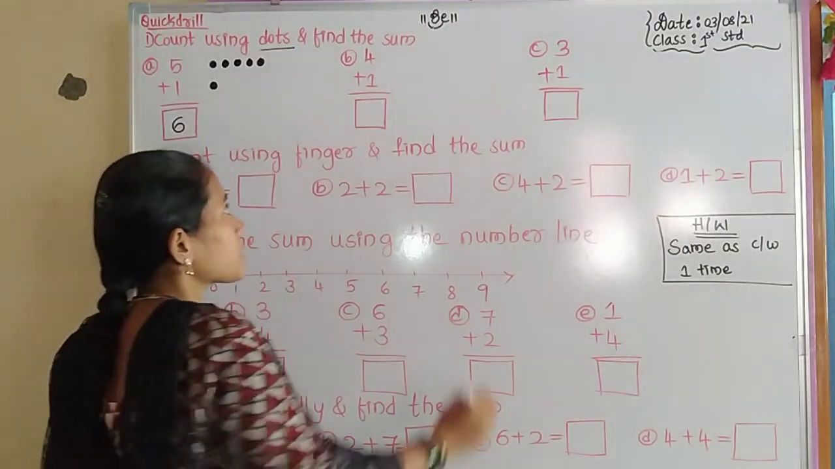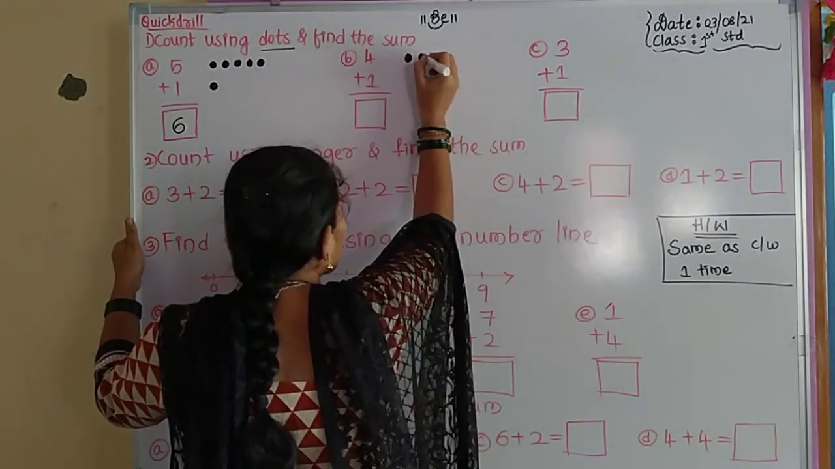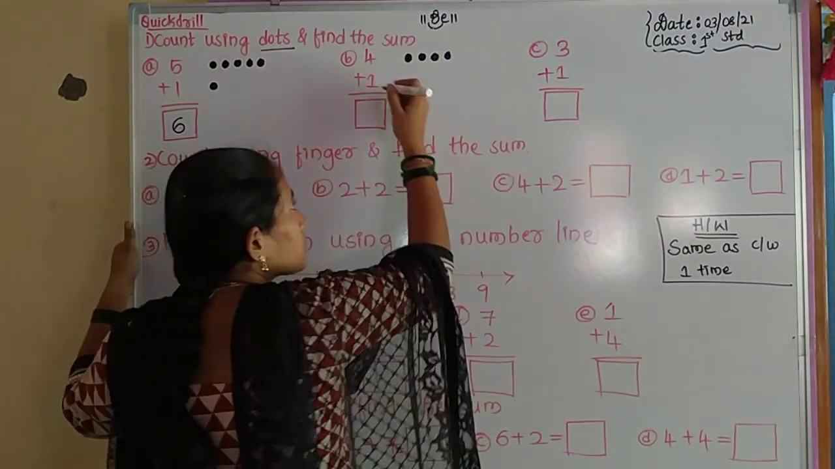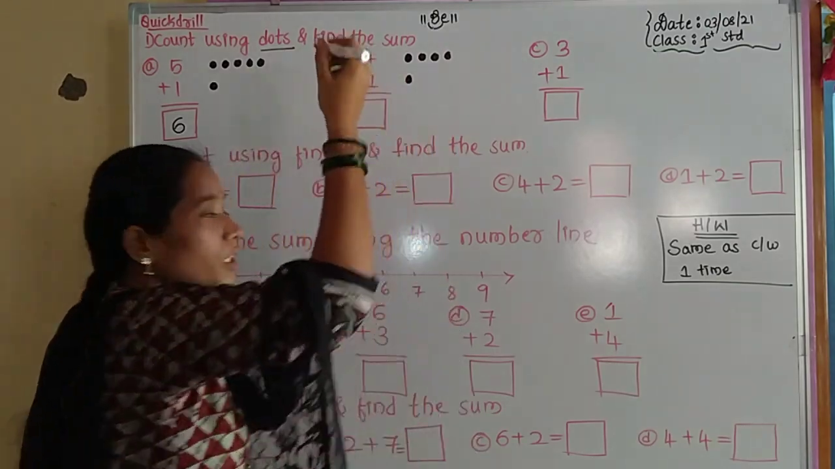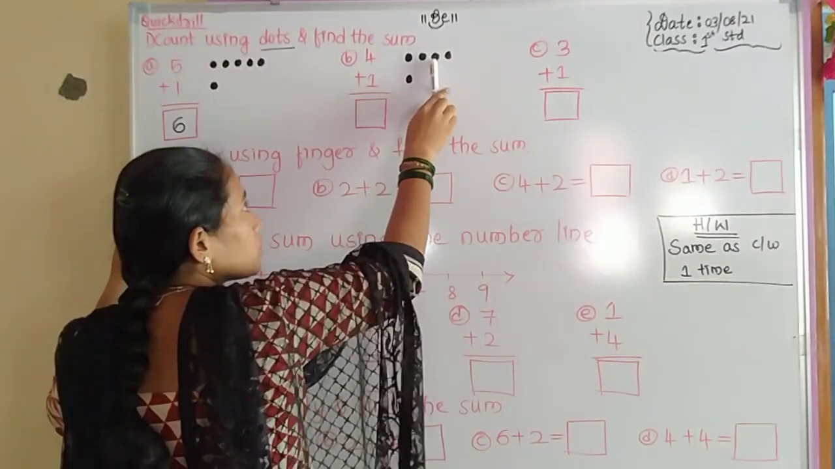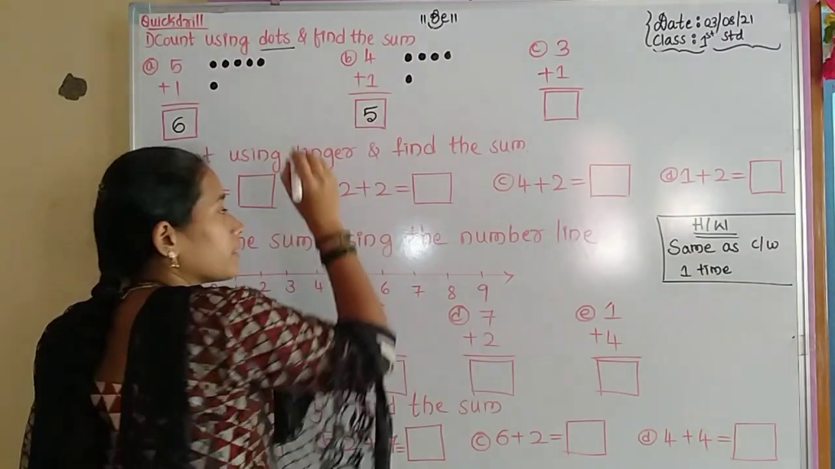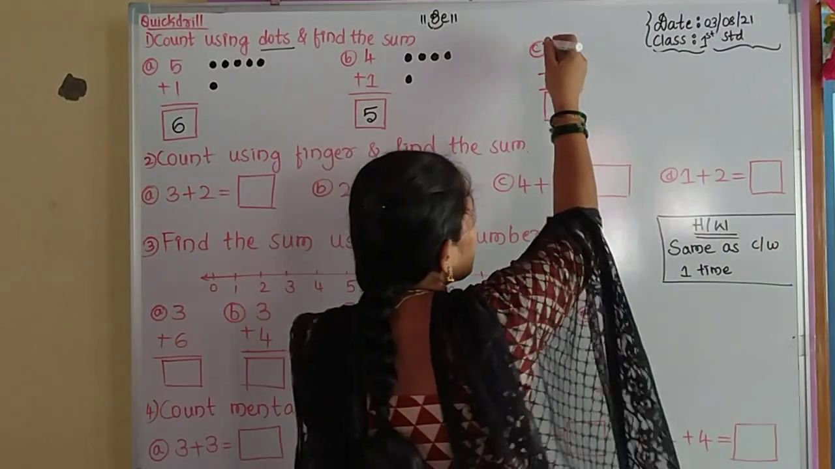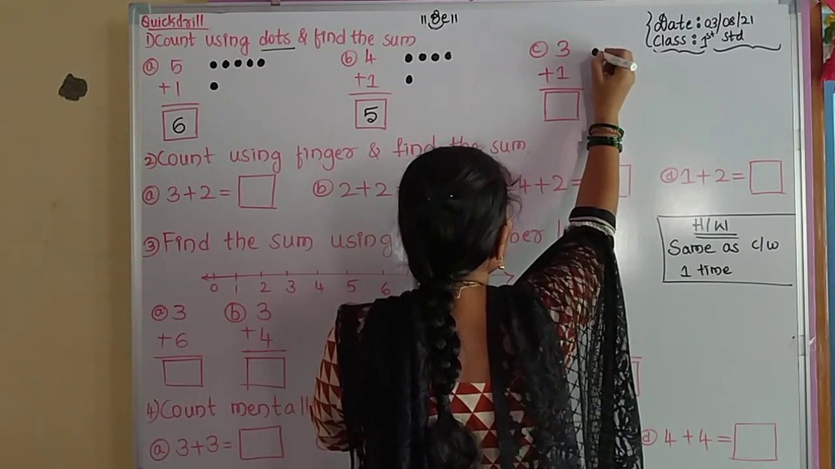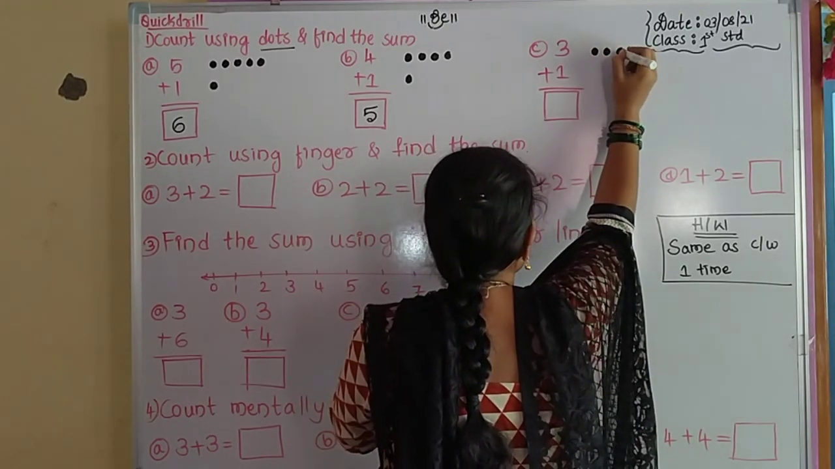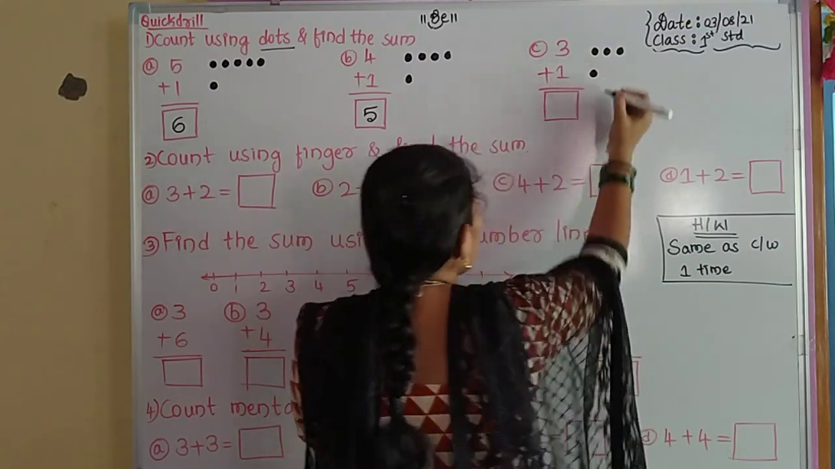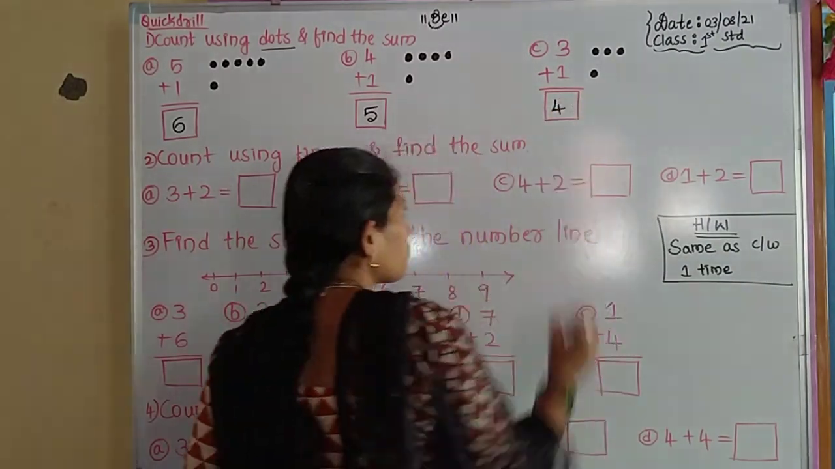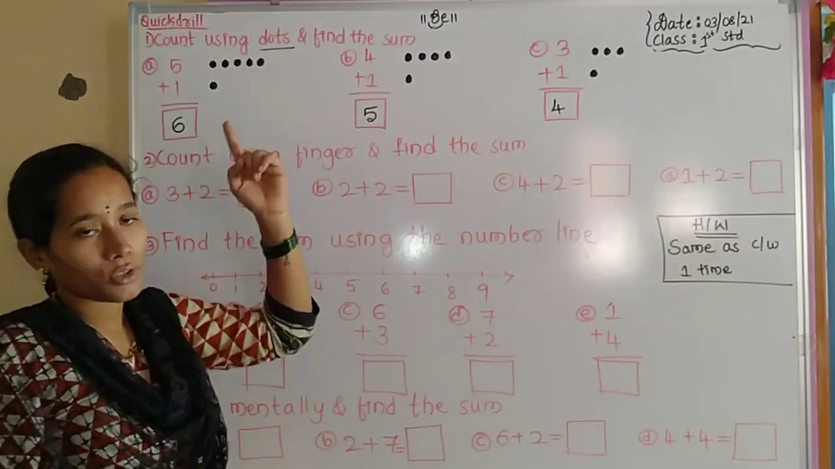Then next one, B1, 4 plus 1. The first addend is 4: 1, 2, 3, 4. Represent its value with the dots. Then the second addend is 1. And count all together. Okay. So here 1, 2, 3, 4, 5. Write the answer 5 here. 5 is the sum for the given addition sentence. Then see 1, 3 plus 1. The first addend 3, represent with the respective dots. And the second addend is 1. So the total answer is 3 plus 1 is equal to 4. This is one method, representation with the dots.